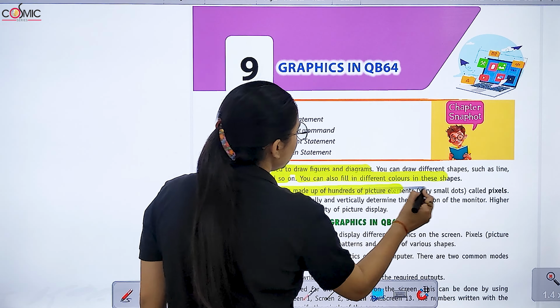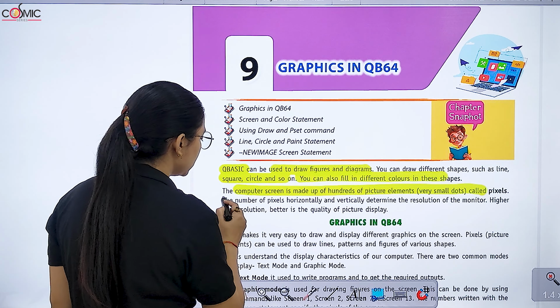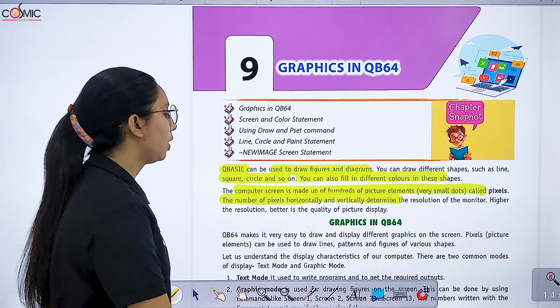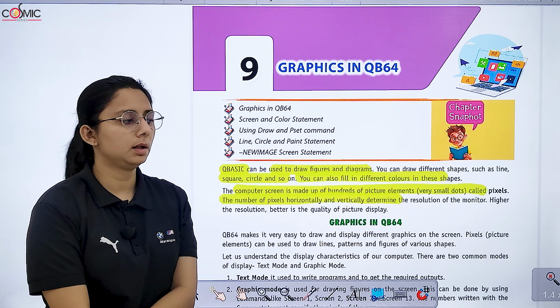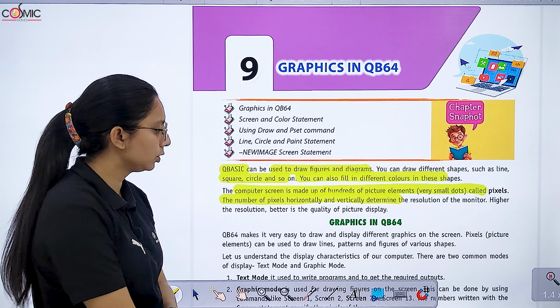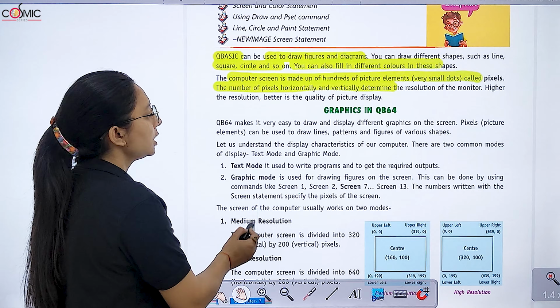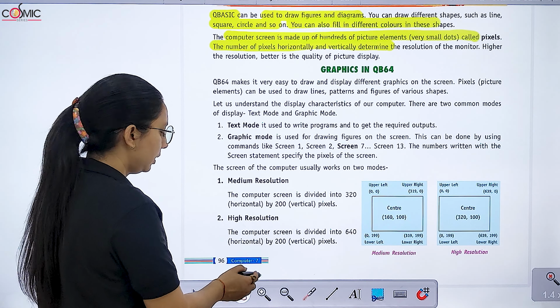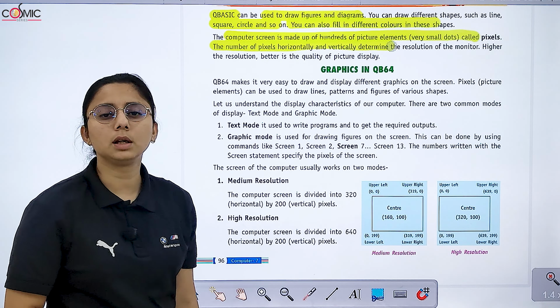The computer screen is made up of hundreds of picture elements called pixels. The number of pixels is determined horizontally and vertically. आप इनको vertically भी determine कर सकते हो और horizontally. So what are graphics? It is very easy to draw and display different graphics on the screen.